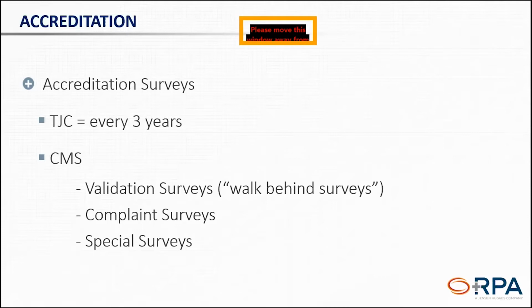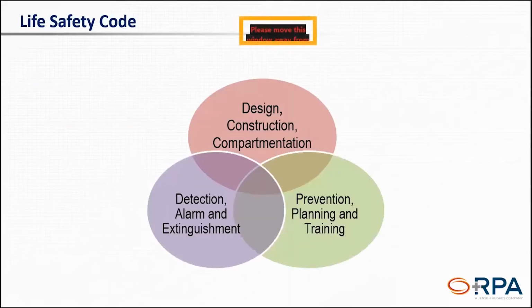But the Joint Commission is there pretty regularly, every 3 years. They have an 18-month to 3-year window, but they're generally around the 3-year time frame for when they come back to perform those accreditation surveys. So that's really the high level for who is asking for these regulations and why we have to meet these things. Now let's talk a little bit about what the life safety code is itself.